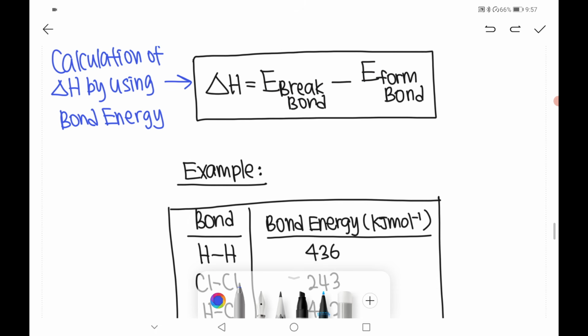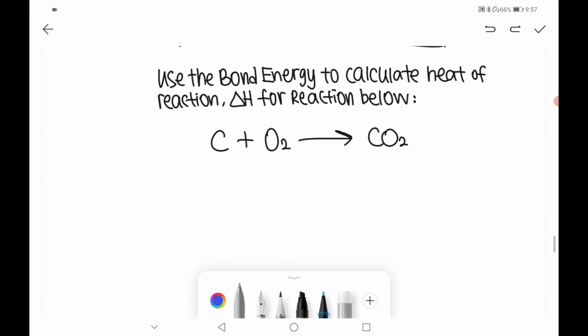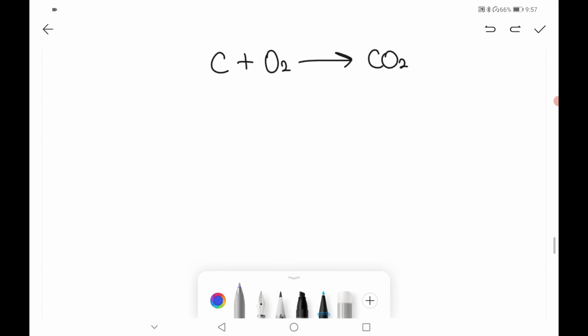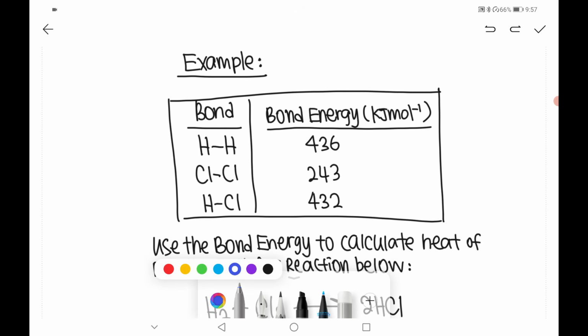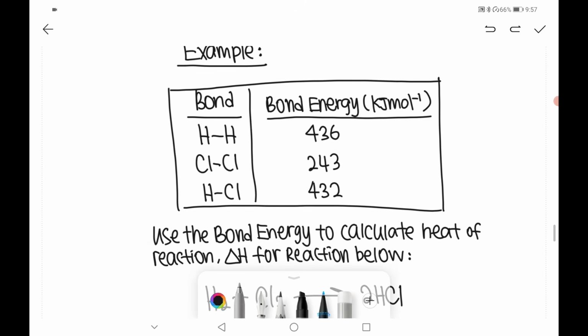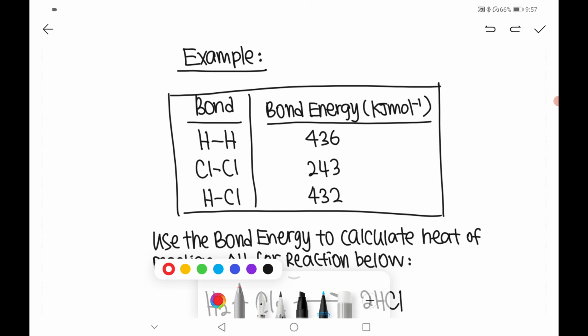So how can they ask you the question? I'll give you an example and you will do a self-test for me. Let's do this question together. You can see this question, they give you a table. In this table they tell you there are 3 types of bonds, and also the bond energy.